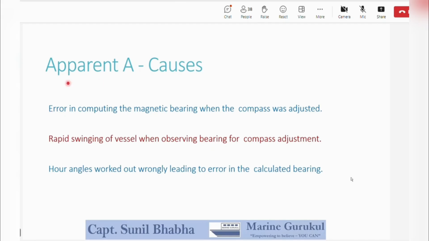So is that clear, beta? Any doubts? Very good, beta. Excellent.